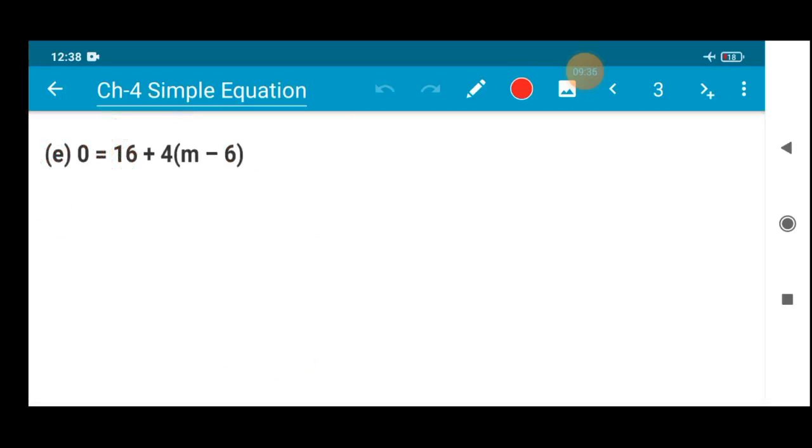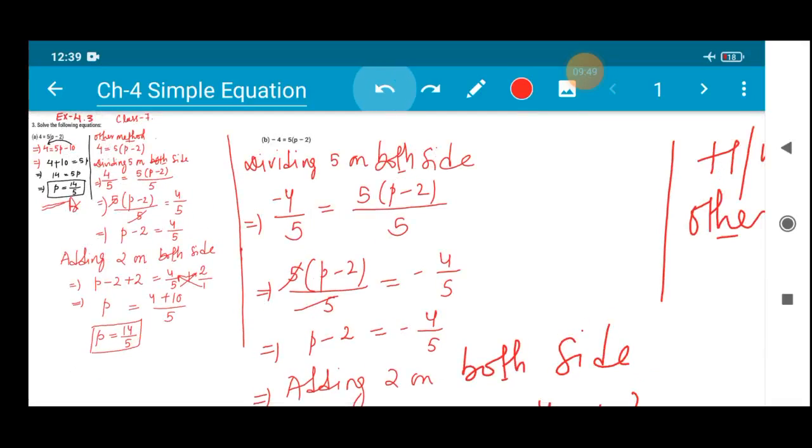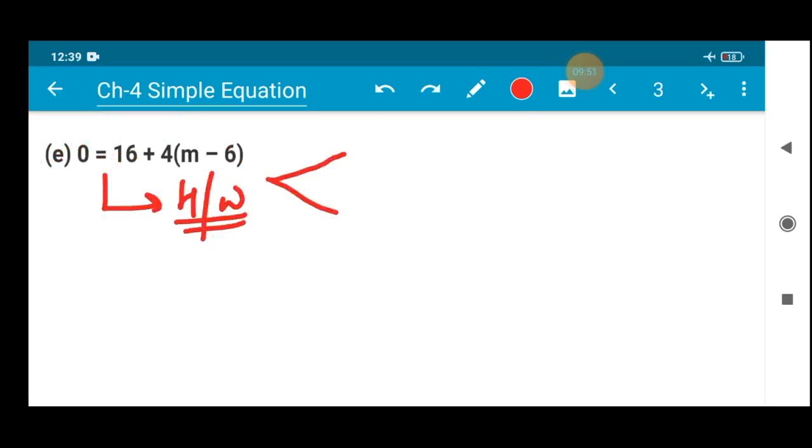The last one remaining out here, number E. I want you all to do it yourself with both methods, the alternative method, and the method which I have shown you, by dividing, by opening the bracket, or by subtracting, multiplication, any method you can choose.